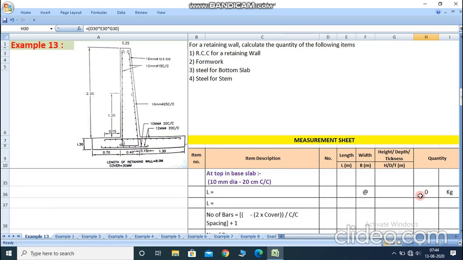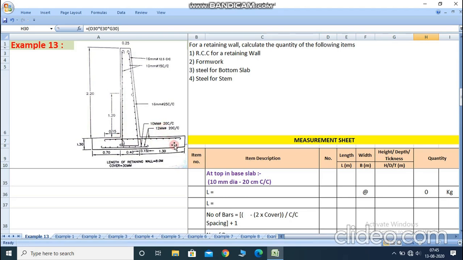Next is a 12 mm diameter bar at 20 cm center to center spacing at the top of the base slab. These dotted points seen in the cross section are the bars. Here we have 10 mm bars at center to center spacing, and we need the number of bars required and the total length of the bar required. So we calculate it here.